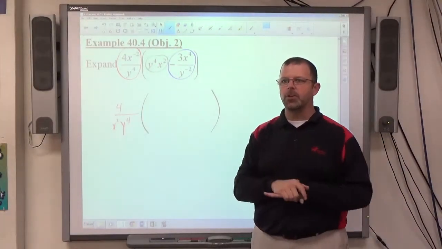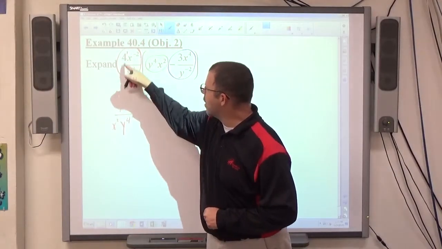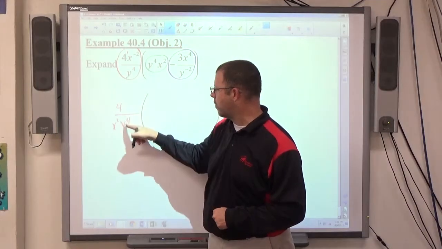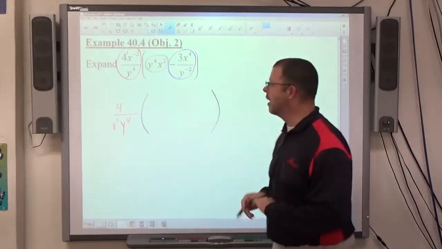Again, deal with each term individually first before you distribute. All right. So 4 is to the positive first power. It's right where it belongs. Y is to the positive fourth power. Right where it belongs. X is to the negative second power. It belongs on the bottom. Put everything where it belongs.